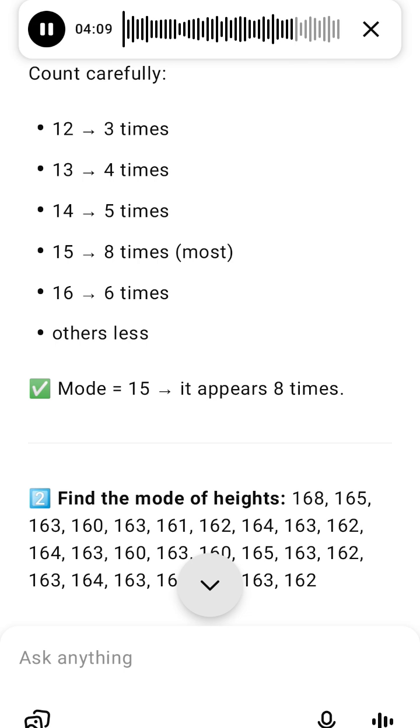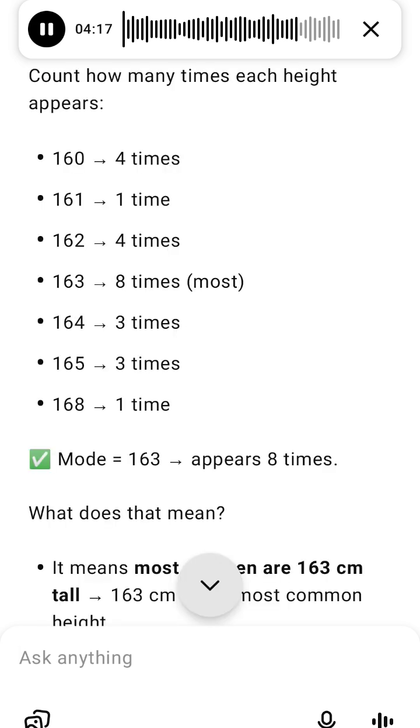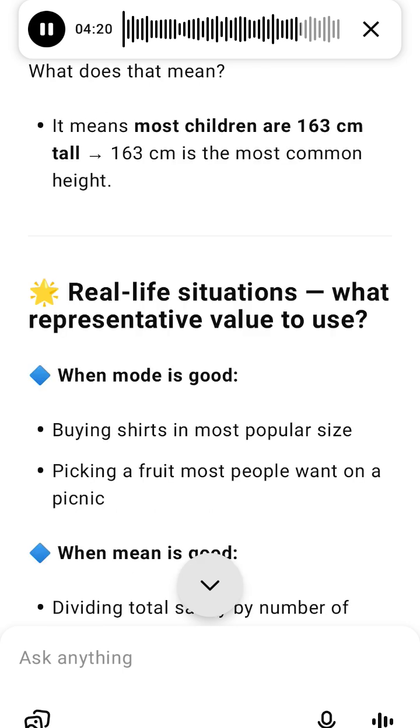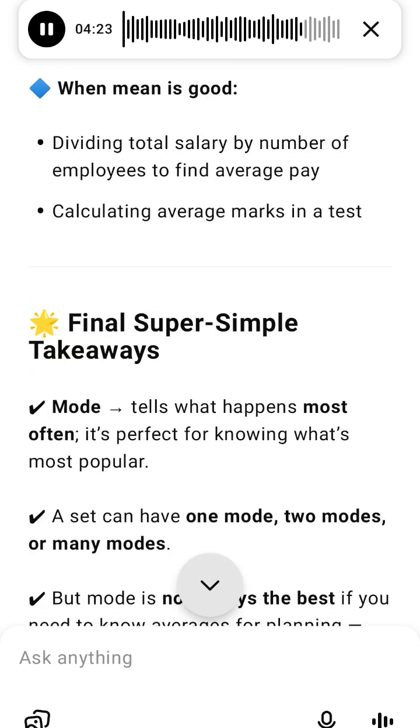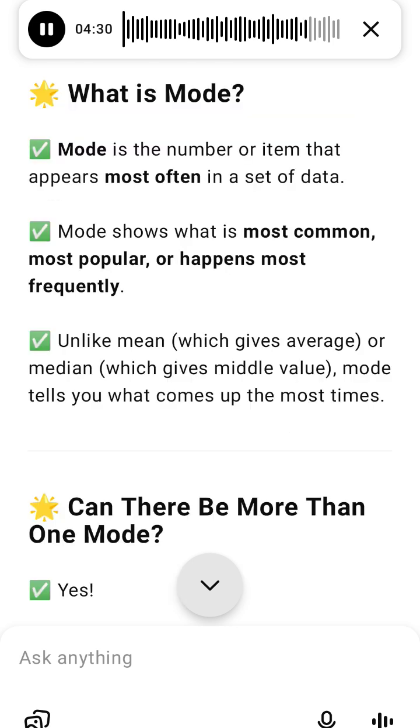Question 1, numbers: 12, 14, 12, 16, 15, 13, 14, 18, 19, 12, 14, 15, 16, 15, 16, 15, 17, 13, 16, 16, 15, 15, 13, 15, 17, 15, 15, 13, 15, 14. Count: 12 three times, 13 four times, 14 five times, 15 eight times, so the mode is 15. 16 appears 6 times, others less.